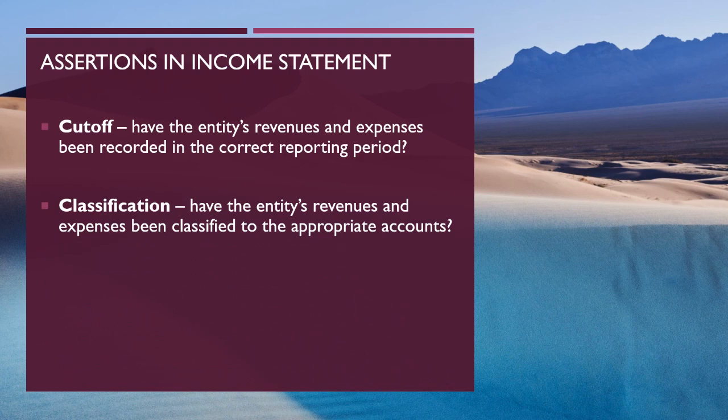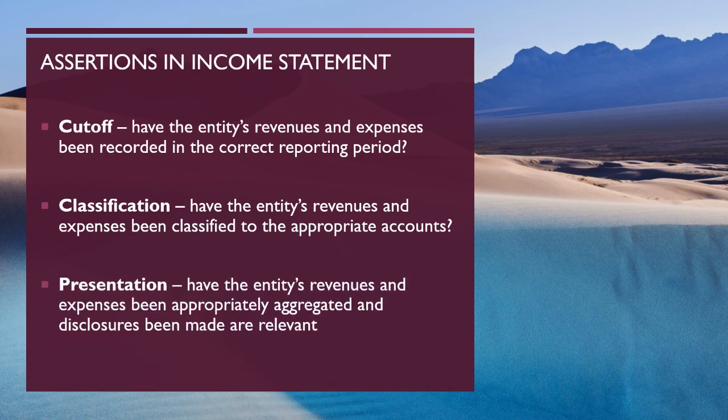Classification: have the entity's revenues and expenses been classified to the appropriate accounts? For example, reviewing the general ledger and invoices for appropriate classification of expense accounts. Presentation: have the entity's revenues and expenses been appropriately aggregated and relevant disclosures been made? For example, inspecting details to determine if revenue is disaggregated to various revenue streams.